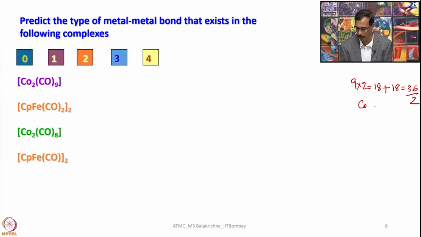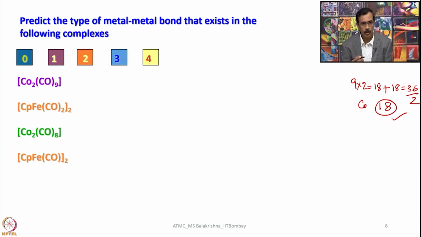So, each cobalt has 18 electrons. So, it obeys the 18 electron rule, and there is no need to include any metal-metal bond between 2 cobalt atoms. I will show you its structure at the end. So, it follows the 18 electron rule. Now, let us look into the second one, cyclopentadienyl dicarbonyl dimer.